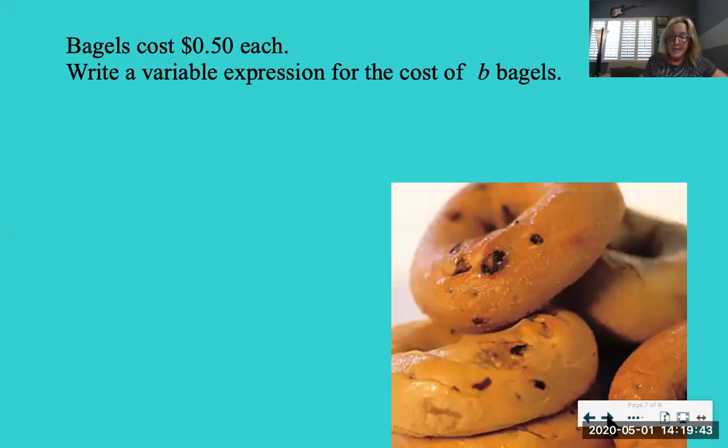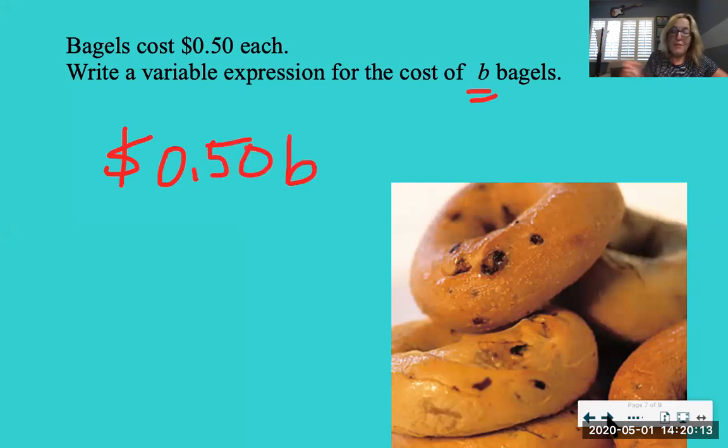Okay, so now say we had bagels that cost 50 cents each, and we're asked to write a variable expression for the cost of B bagels. Well, you might wonder, what do they mean by B bagels? Well, B is a variable, which means it's an unknown. So we don't know how many bagels are being bought. All we know is that they cost 50 cents each. So regardless of how much you buy, they're going to be 50 cents each, right? So we would multiply 50 cents times the number of bagels, and that would tell you your cost. So that would be the variable expression that represents that situation.